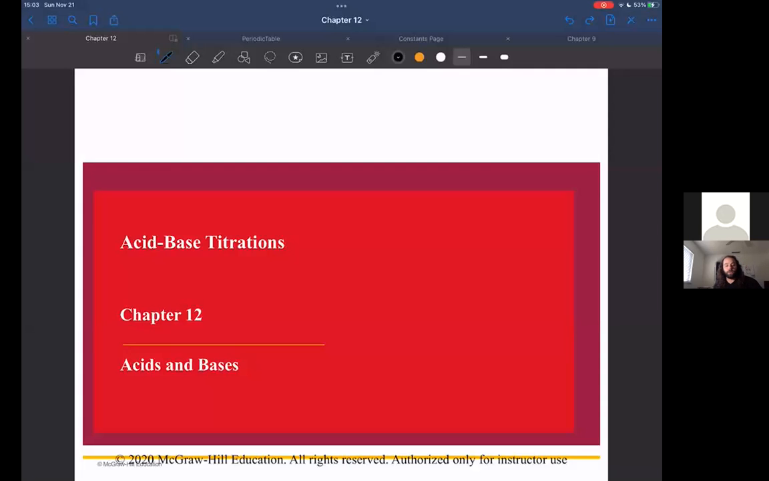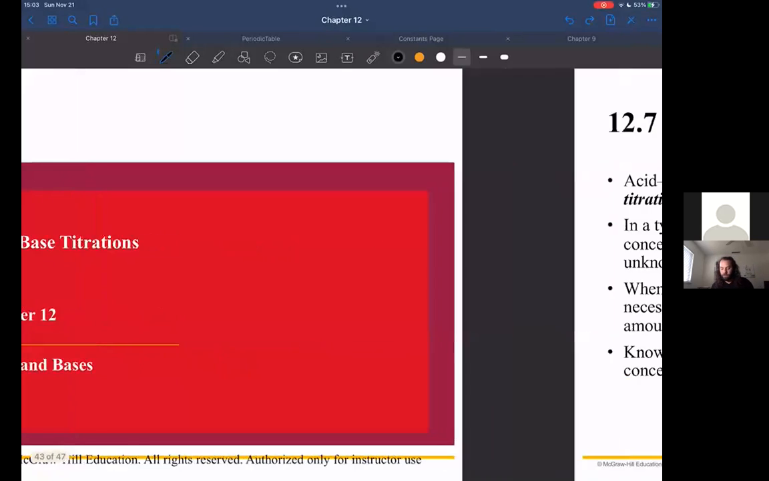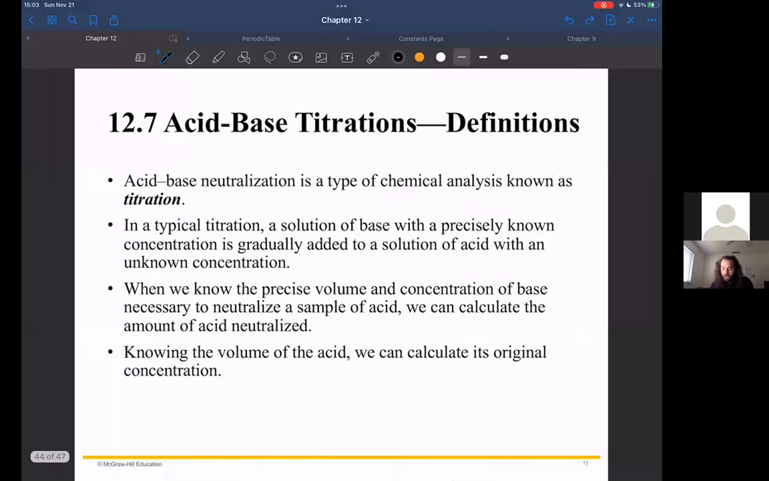All right, so lastly, we're going to talk about acid-base titrations. Titrations are an important laboratory technique. Let's talk a little bit about those. So first of all, how these kinds of experiments go down is we're going to do what's called a titration. What that means is that we have this solution of base where we precisely know its concentration. And we're going to add that gradually to a solution of acid that doesn't have a known concentration, right?